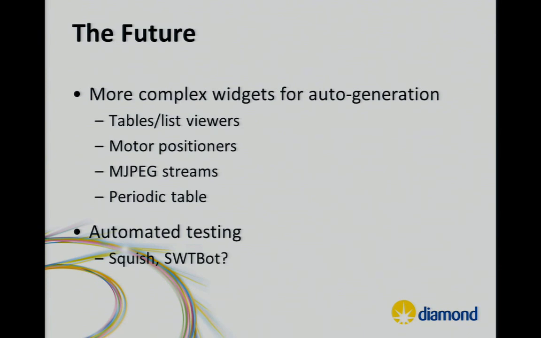The other thing we need, in relation to that fix once, fix everywhere thing, is to get the GUI generation under proper testing. So we're thinking about automated testing schemes for that. We already have Squish testing for Dawn, but not for GDA at the moment, so we might use Squish, or we're thinking about giving SWT-bot a try as well.